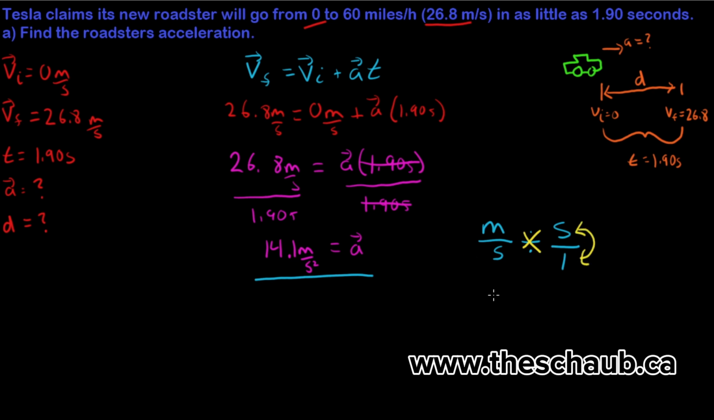This results in a new fraction multiplication of meters divided by seconds multiplied by, we flip this, 1 over seconds. We multiply across, so meters times 1 is meters, and seconds times seconds is seconds squared. And this is where our units of meters per second squared come from.